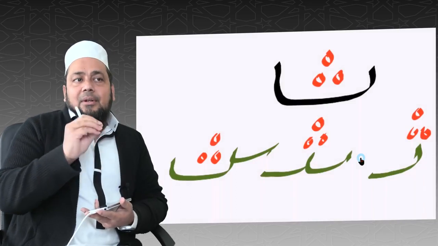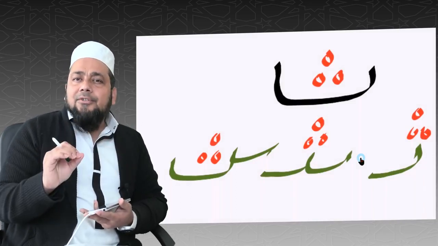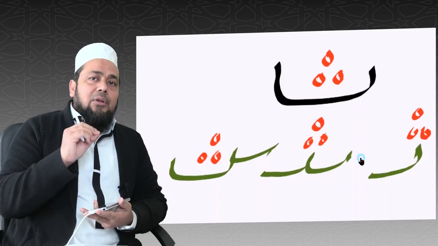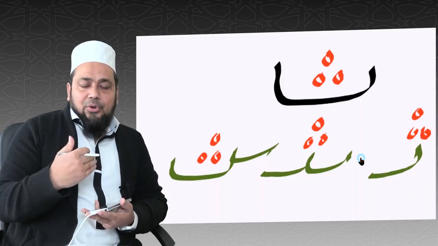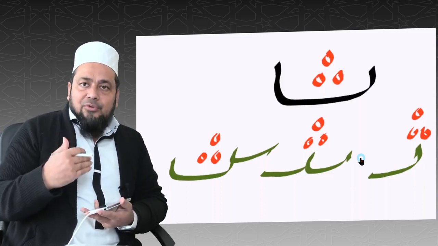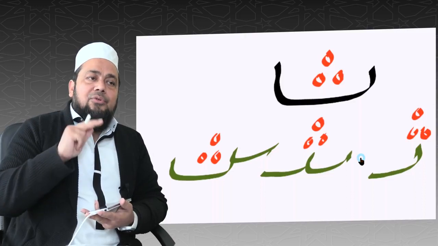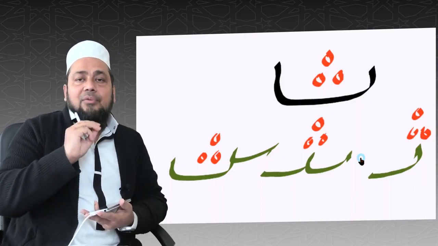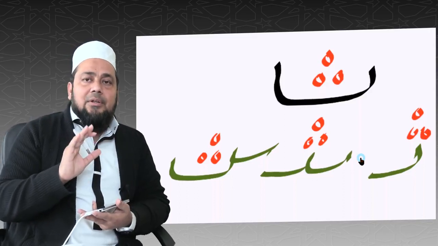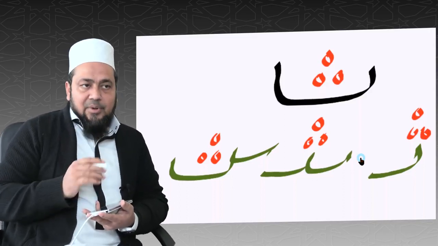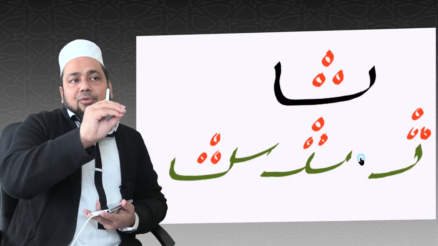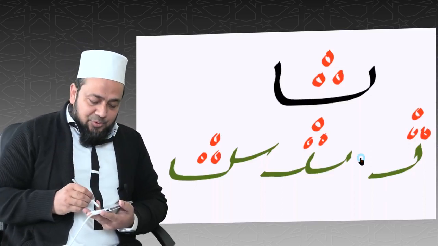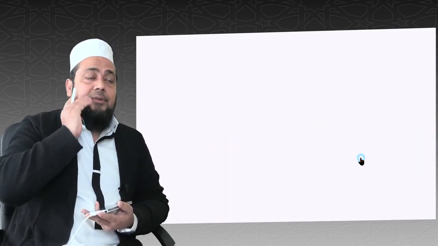So we can understand Ba, Ta and Tha are exactly the same, the only difference is dots. One dot goes down for Ba, two dots go up for Ta, three dots go up for Tha. Very easy to remember if you remember the small thing, dots. Let's move on to the next letters.